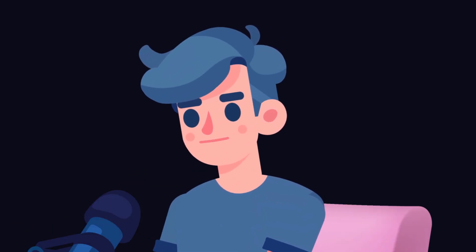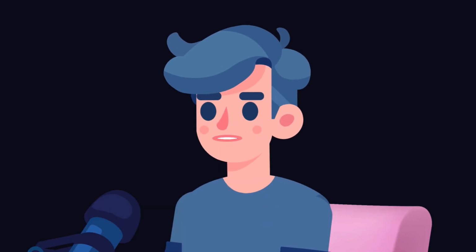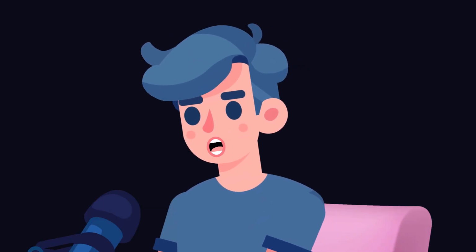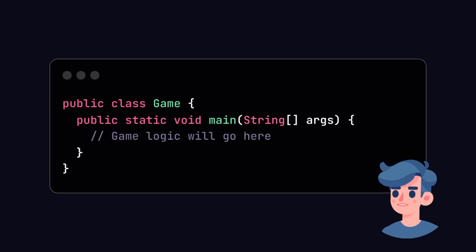First, let's start by setting up our Java project. Open your favorite Java IDE, for example, IntelliJ IDEA or Eclipse. Create a new project and name it Text Adventure Game. Next, we need to create a basic structure for our game. Let's create a new class called Game. This class will contain our main method and serve as the entry point for our game.